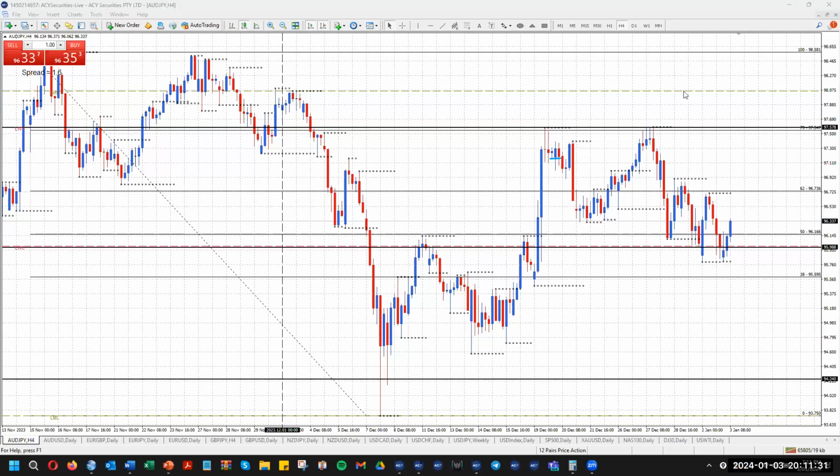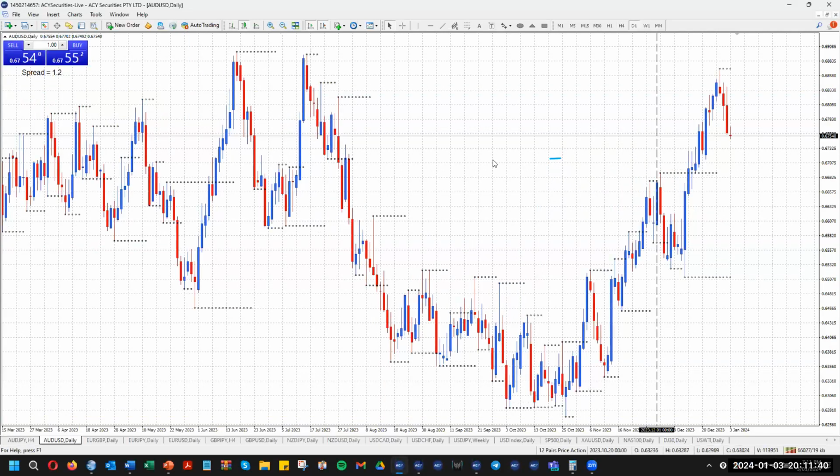All right, so that's what I wanted to review on the Aussie yen. So let's get into the Aussie dollar. And as I said before, if any questions, shout up.